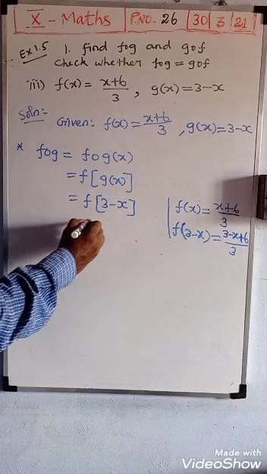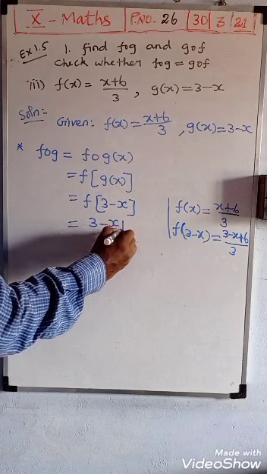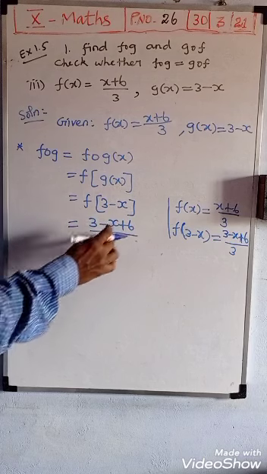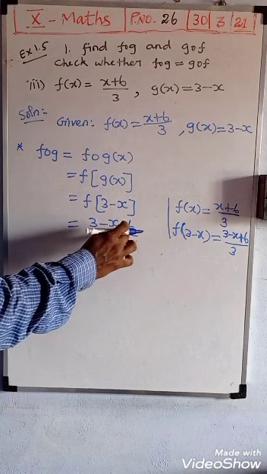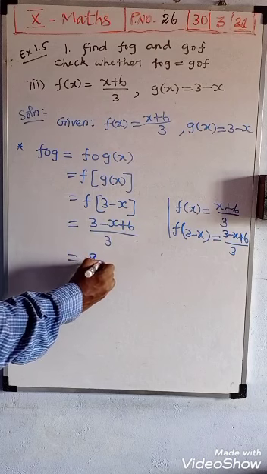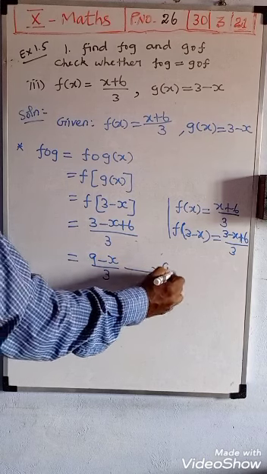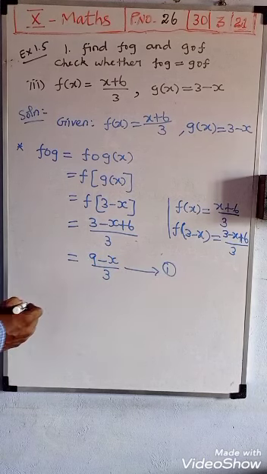So here what will you write? (3 minus x plus 6) by 3. Now we want to combine the numbers. Plus 6 plus 3, you should add, means 9. So 9 minus x by 3. This is equation 1. This is the value of f composition g.